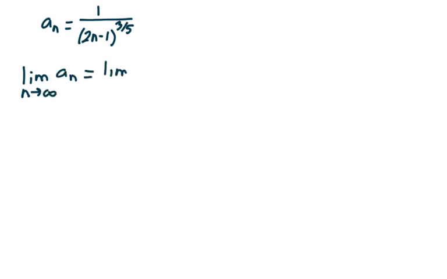Now my a sub n is 1 over 2n minus 1 to the 3/5. Okay? Now, the limit as n goes to infinity of a sub n is the limit as n goes to infinity of 1 over 2n minus 1 to the 3/5. But that's equal to 0. So condition 1 is met.